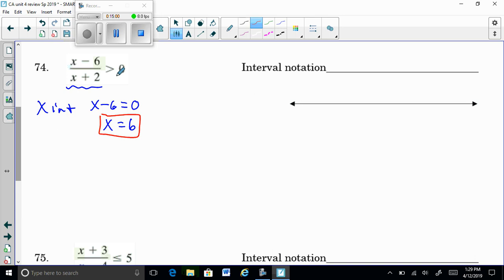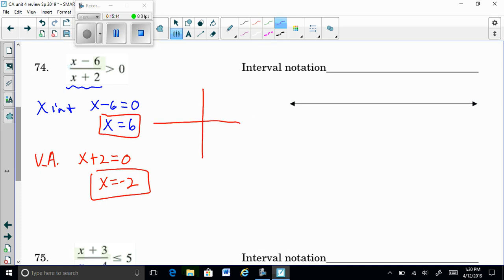Okay. For the vertical asymptote, you take the denominator, set that equal to 0, and solve, which is going to be -2. And so I'm just going to do a little rough sketch just so we can see this. So my x-intercept is somewhere over here at 6, and my vertical asymptote is somewhere right here.